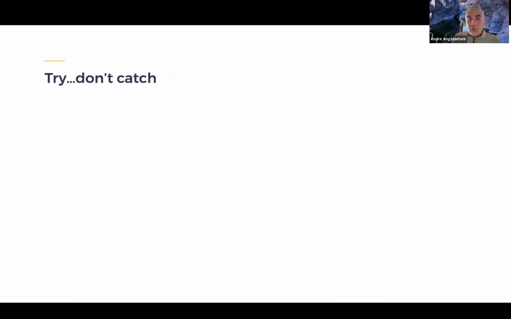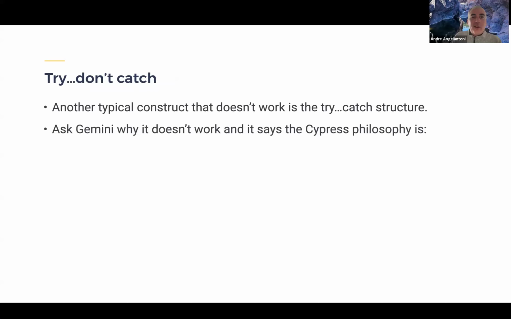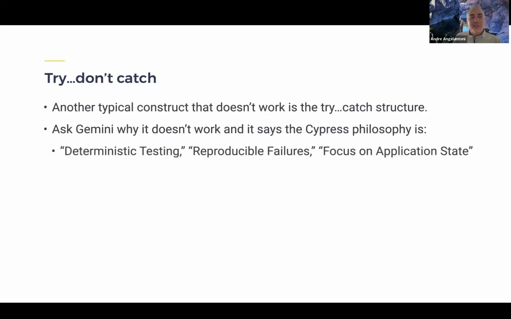Okay, well, what about the try and don't catch? Another typical construct that doesn't work is the try-catch structure. So I asked Gemini why. I like asking these chatbots what they think of things. Of course it's been trained on the Cypress documentation. So Gemini said that the Cypress philosophy is deterministic testing and reproducible failures and focus on application state. And that means that you shouldn't be using the try-catch structure.